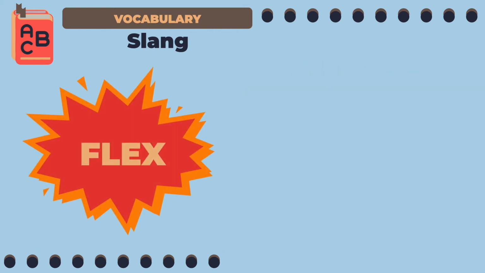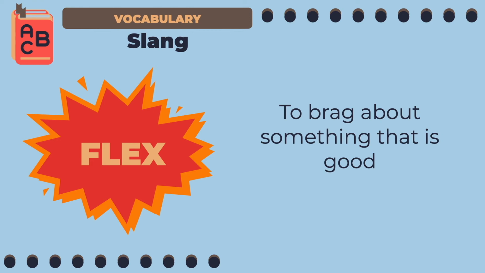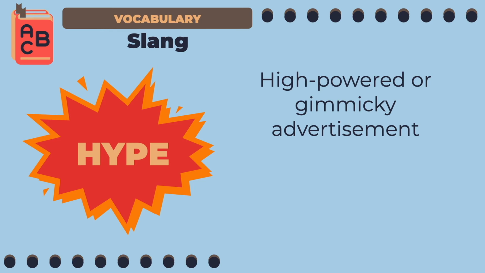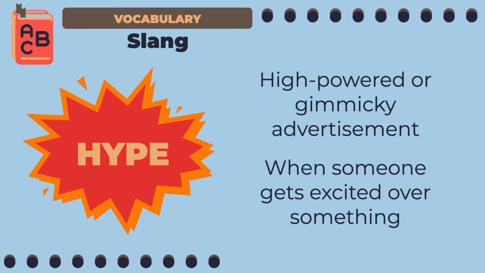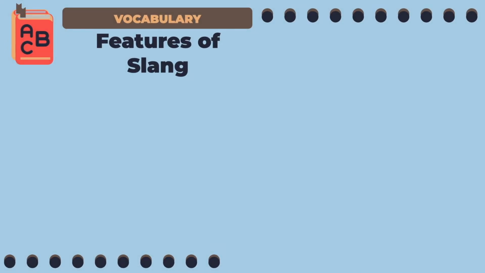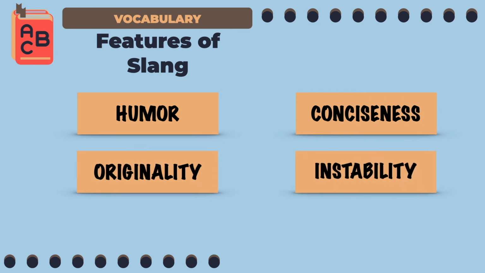Flex. It means to brag about something that is good. Hype. This word is usually used to describe a high-powered or gimmicky advertisement. This may also be used when someone gets excited over something. Since slang is a distinct type of language used and understood by a certain group, it also has different features. These are humor, conciseness, originality, and instability.